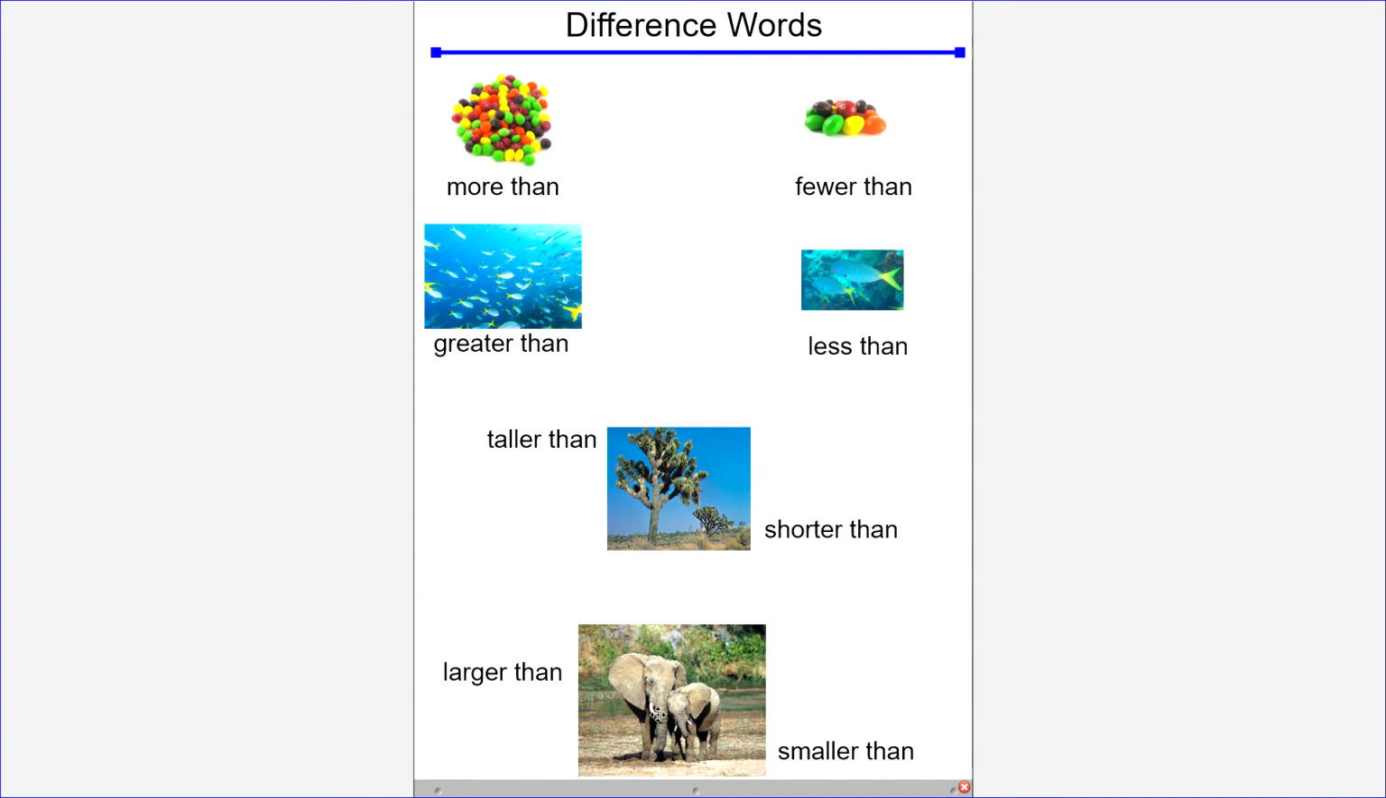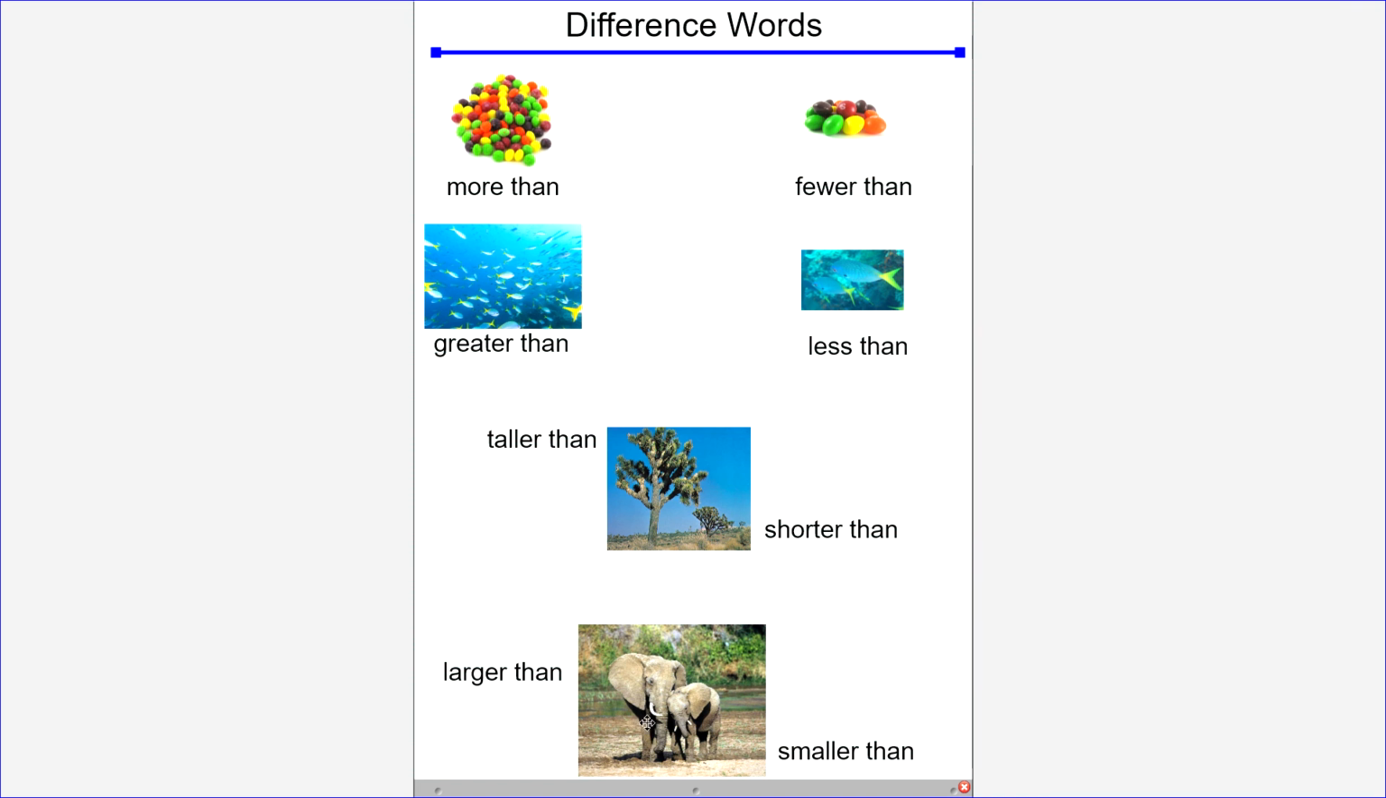Another set of common compare words would be larger than and smaller than. This elephant is larger than this elephant. This elephant is smaller than this elephant. Larger and smaller are difference words because they show we're comparing the size of two different items. If one item is larger, the other one has to be smaller. If one item is smaller, the other has to be larger.